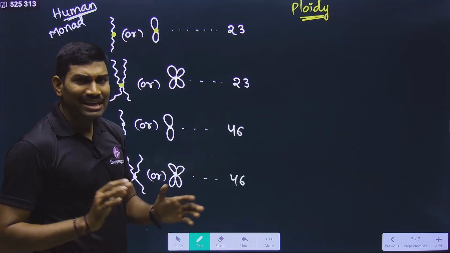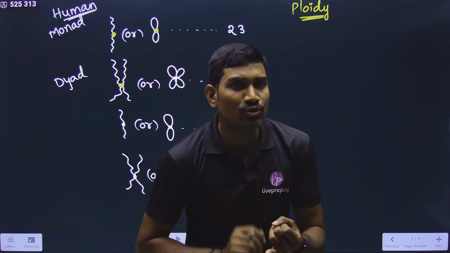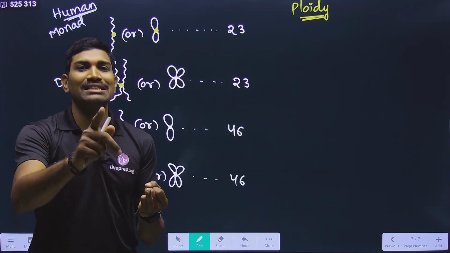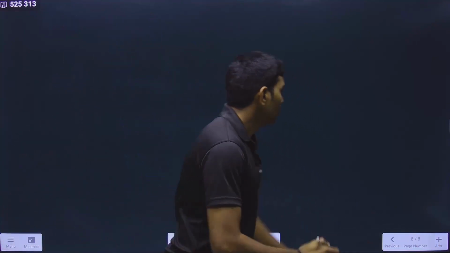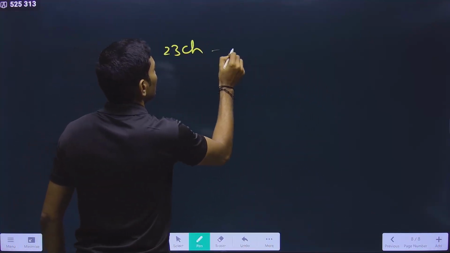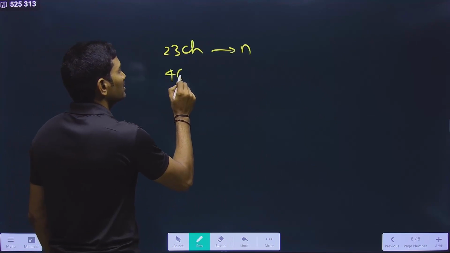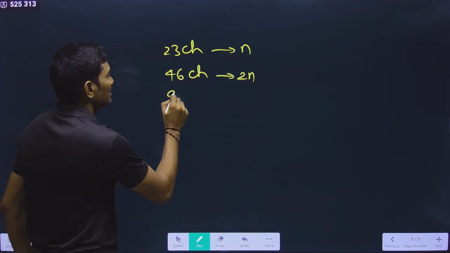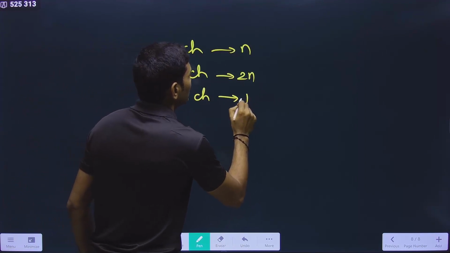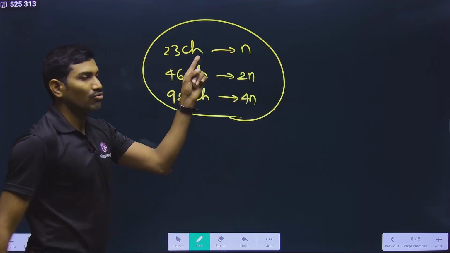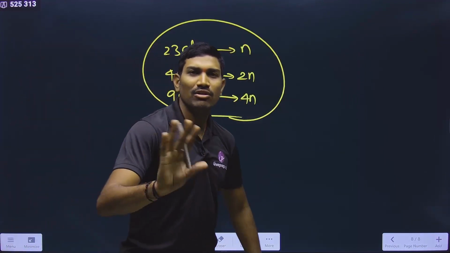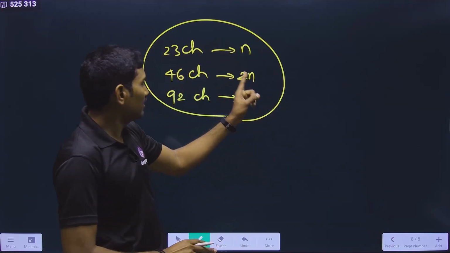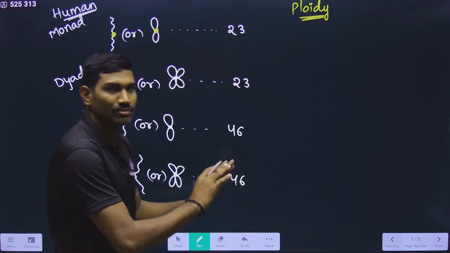Now we will go with the concept. In the case of human, if 23 chromosomes are present, that is haploid. If 46 chromosomes are present, that is diploid. Yes or no? And double to 46, that is 92 chromosomes, if they are present, it is a tetraploid. One of these only you will find. You will not see any triploid here. You will see only haploid, diploid or tetraploid. That's it.